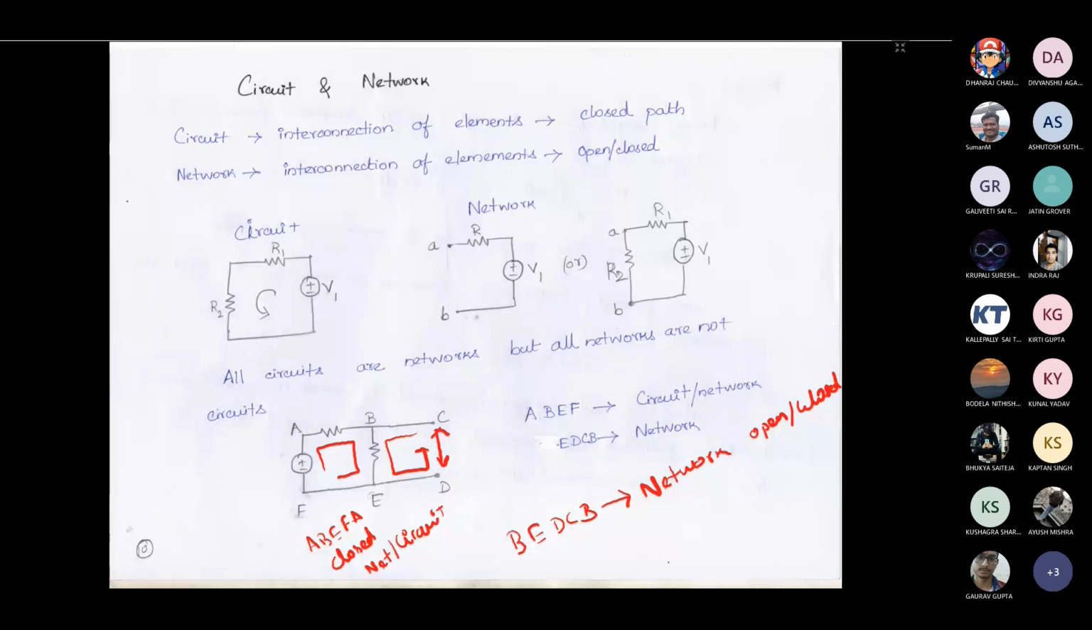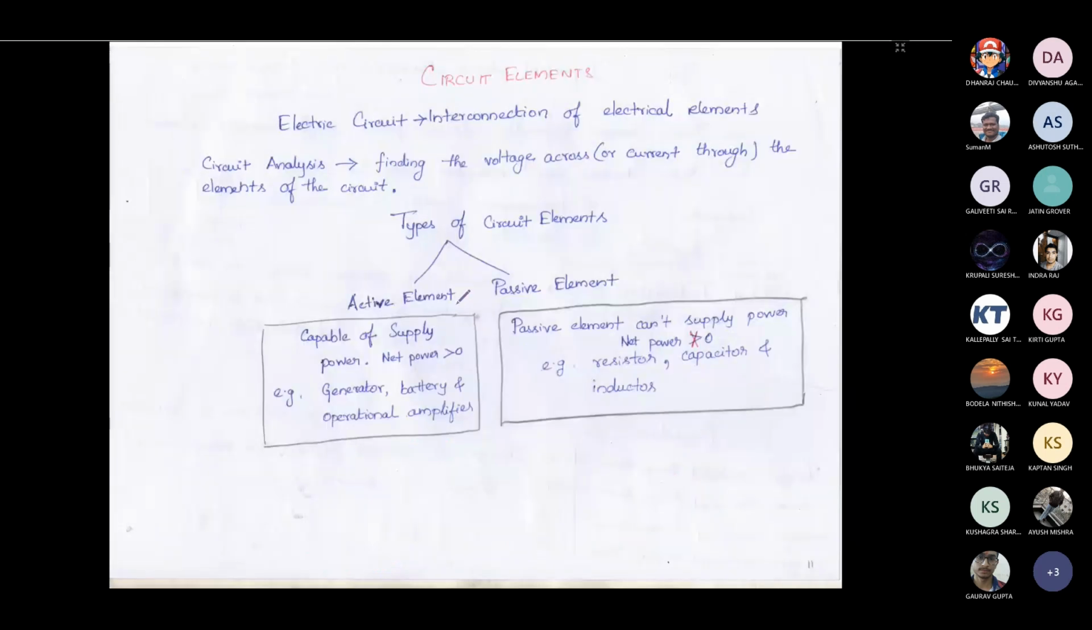Okay, so let us proceed. Other than this, there are certain circuit elements. So interconnection of electrical elements is called as electrical circuit. In circuit analysis, which you are going to read in your principles of electrical engineering and measurement, what we are basically going to do is find current and voltage, or based on current and voltage we are going to find some other thing. So that we call it as circuit analysis.